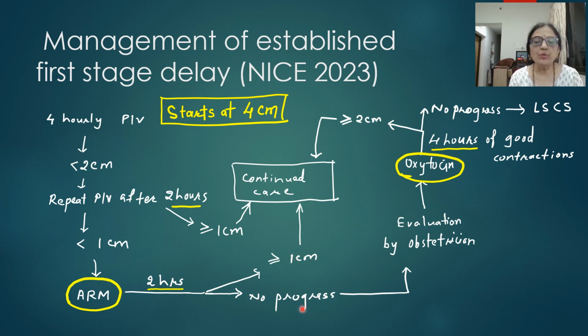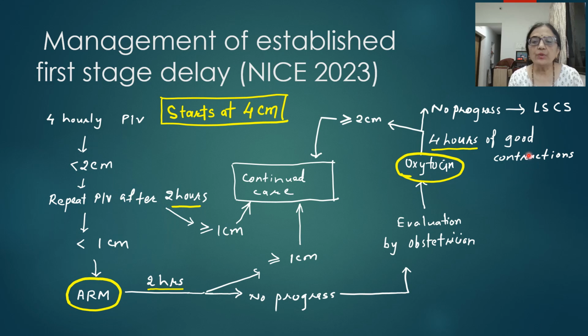If there is no progress at this stage, an obstetrician has to evaluate the patient mainly along the 6 P's we have seen: power, passenger, passage, patient, psyche, and provider. This is mainly to evaluate the cause of dystocia and to reassess and confirm the diagnosis of dystocia. And if everything else is ruled out, then at this stage oxytocin administration is recommended, and at present the recommendation is of high dose oxytocin.